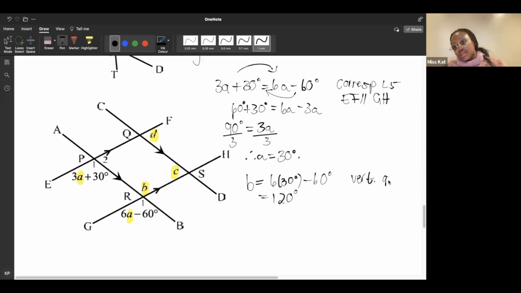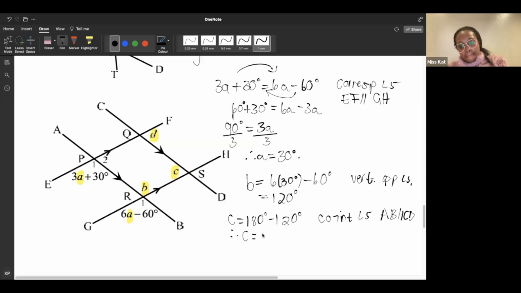Beautiful, Sinesihle. And then ma'am, for I think it's E2, ma'am. Which one? C, ma'am. So that will be C equals 180 minus 120. Reason? Co-interior angles, AB parallel to CD. Therefore, C is? 60, ma'am. There we go. Let's give someone else a chance to do D.